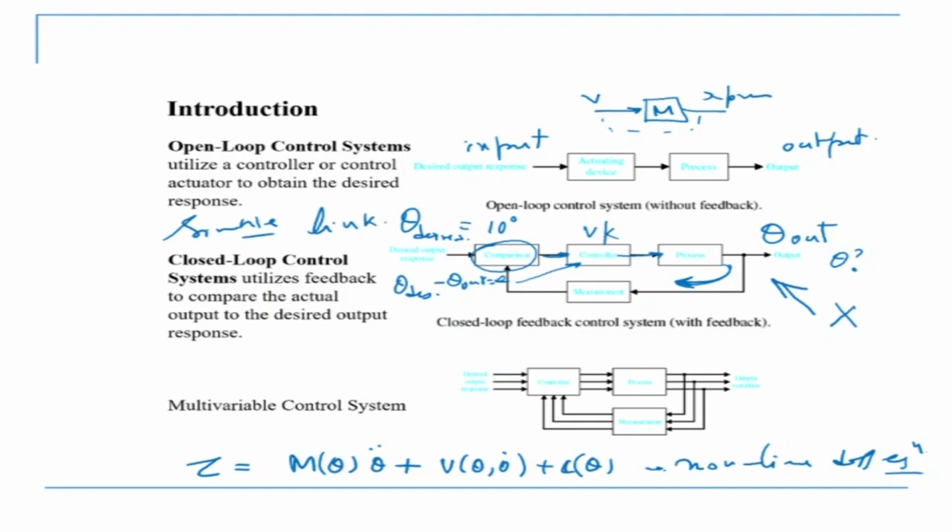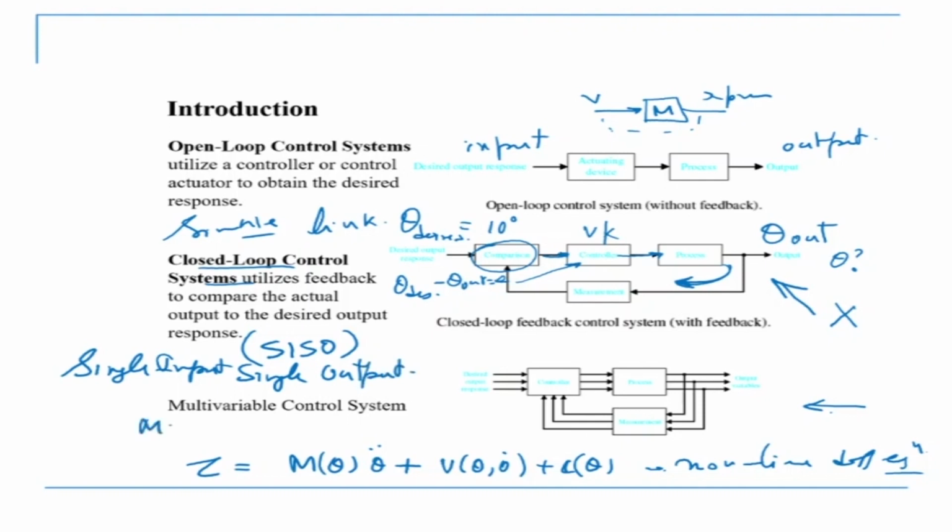So the one that is really happening is a multi-input, multi-output system. That is this one now. So in this case, it's a closed loop control system, single input, single output. We also call it SISO system, as single input, single output system. But in reality, it is a multi-variable control or a MIMO system.